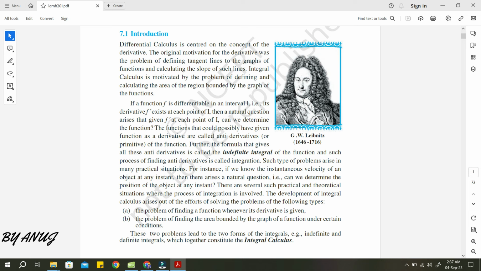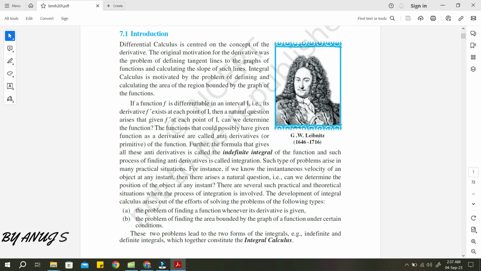But the other thing here is integral calculus. Integral calculus is motivated by the problem of defining and calculating the area of the region which is bounded by the function. Why we need to do integration is clearly written here: we need to define as well as calculate the area of the region which is bounded by the respective function.